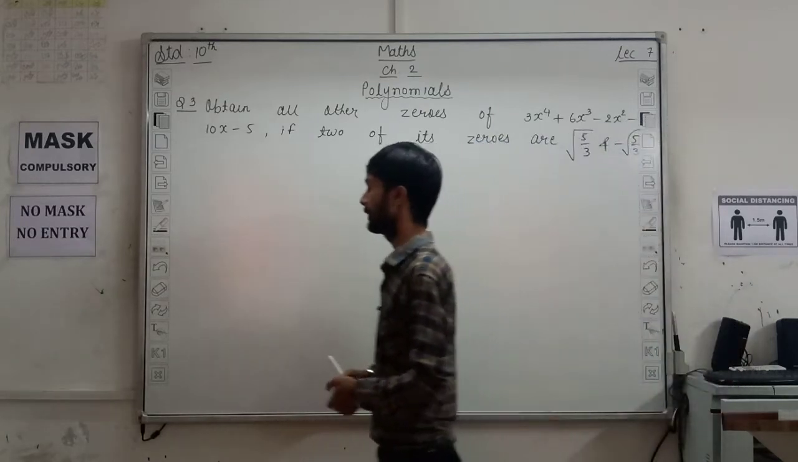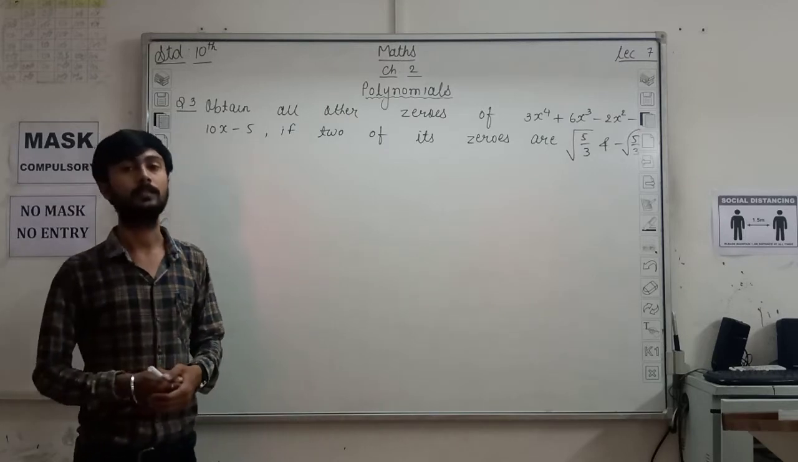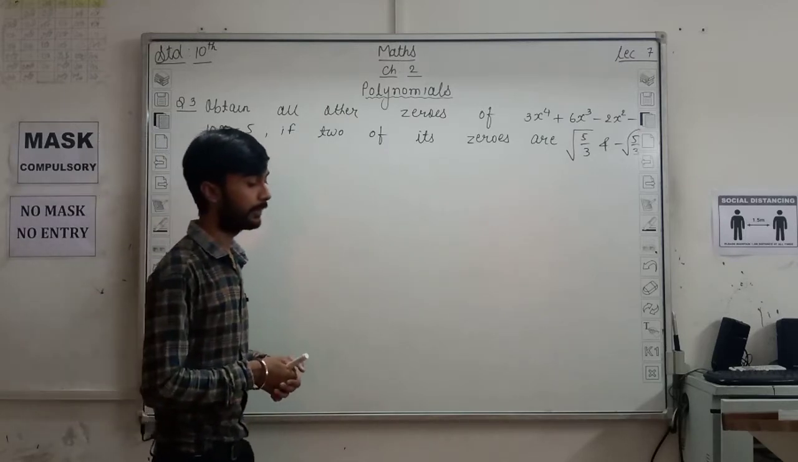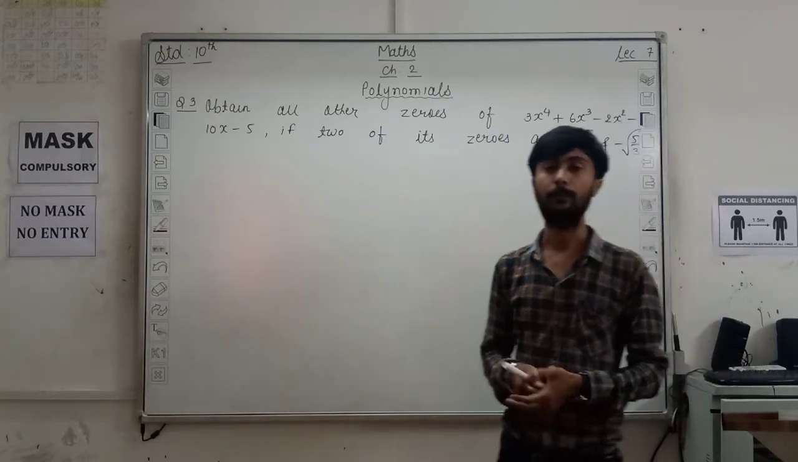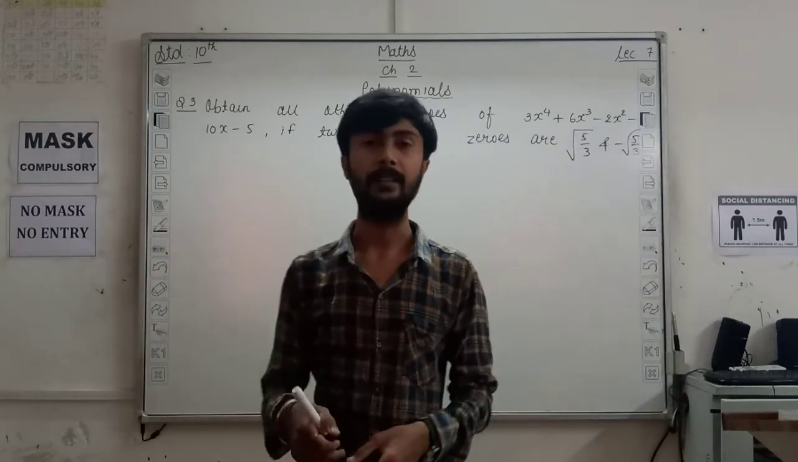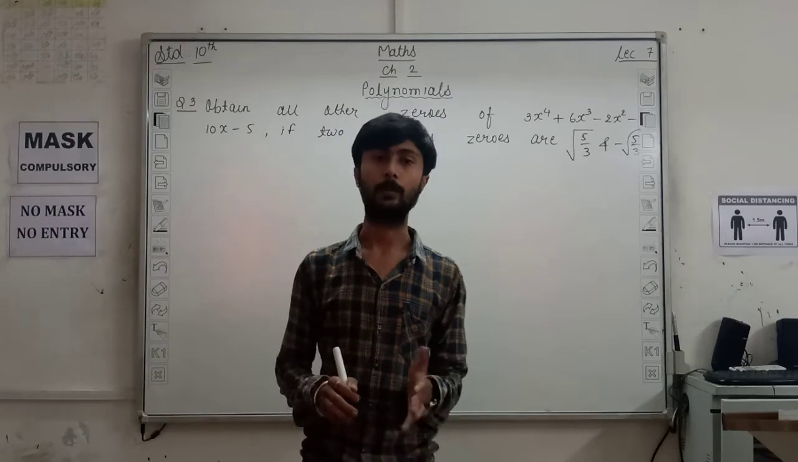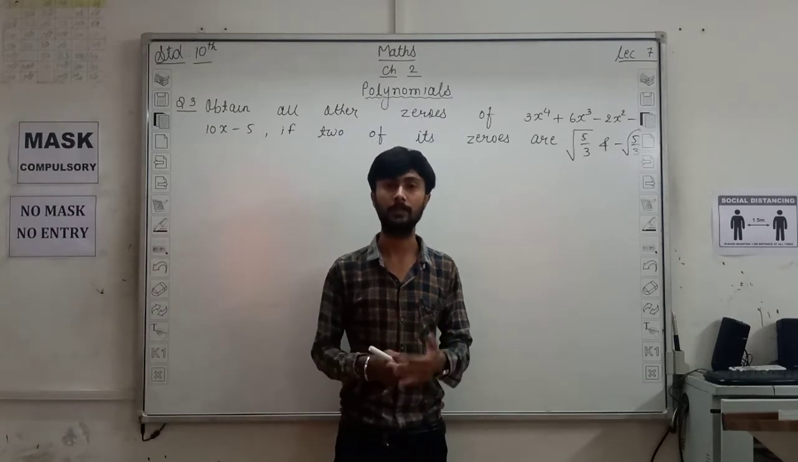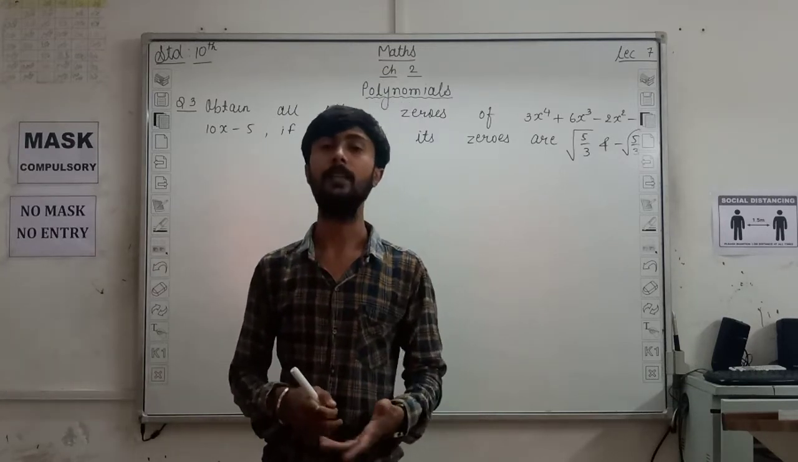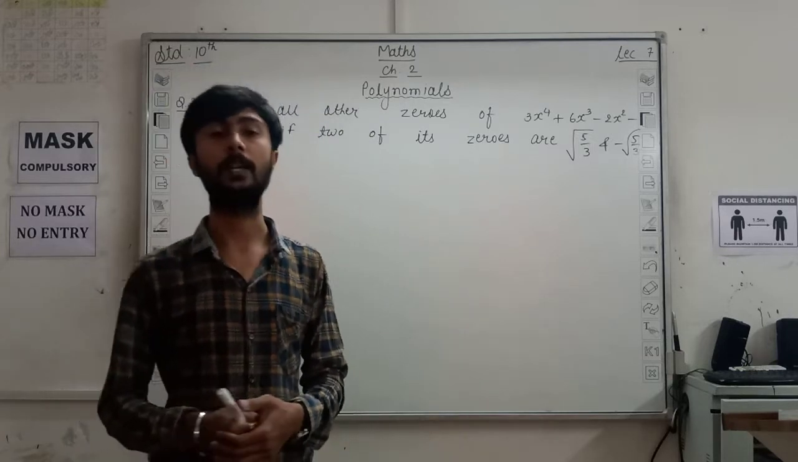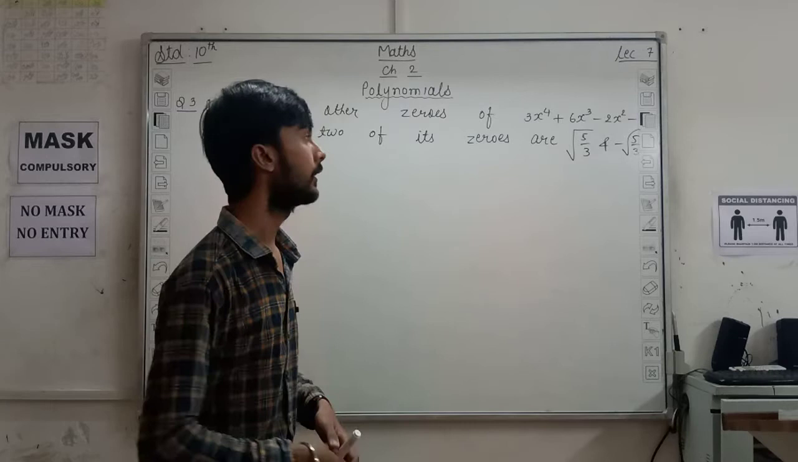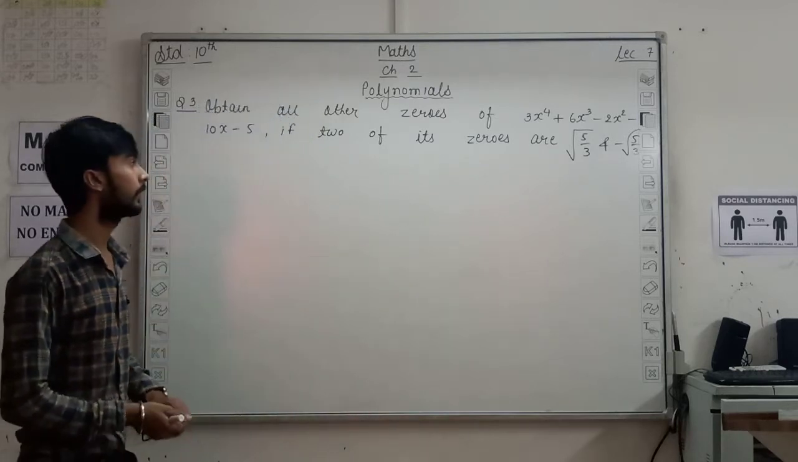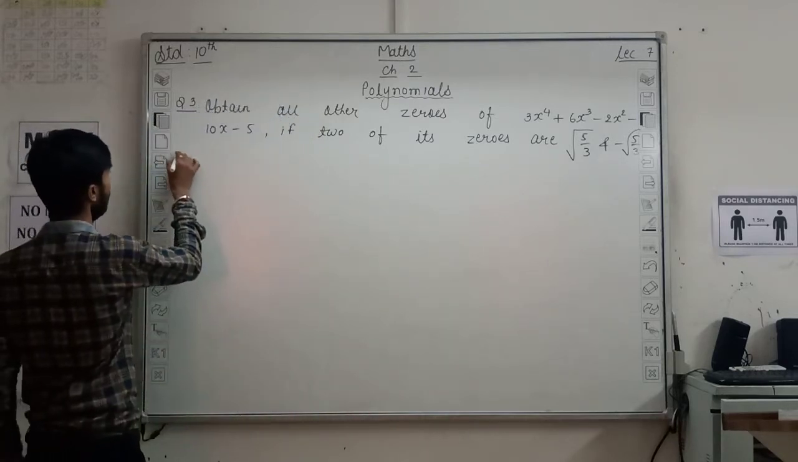Okay, so for that we know that zeros means values of x. For any polynomial, if we find any kind of zeros, that means we find the value of that particular variable. Here x is our variable, that means value of x. Zeros mean values of x, right? So here 2 zeros are given. So let's start its solution.